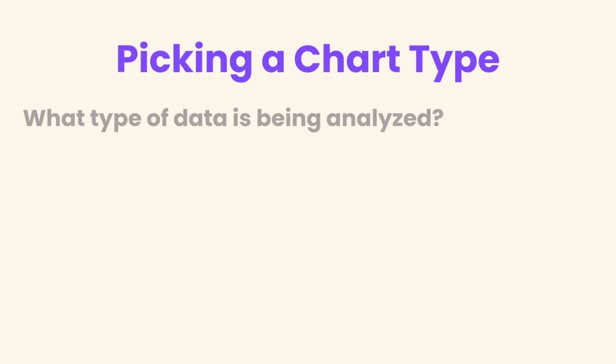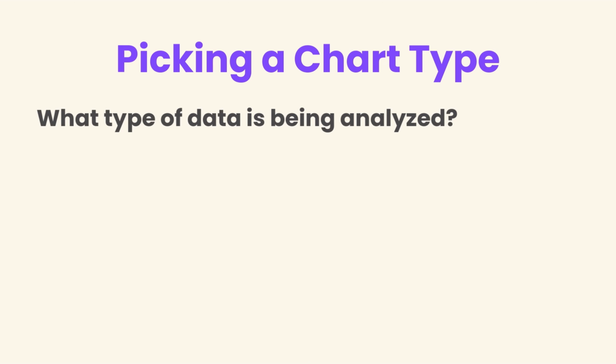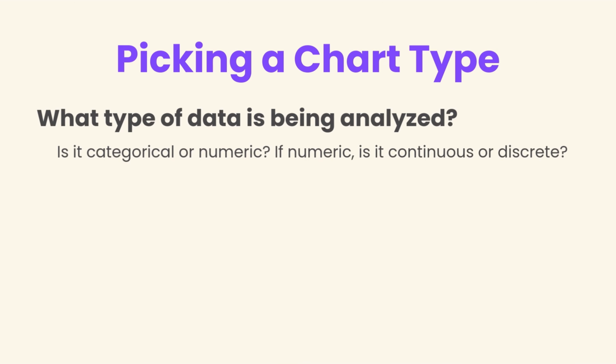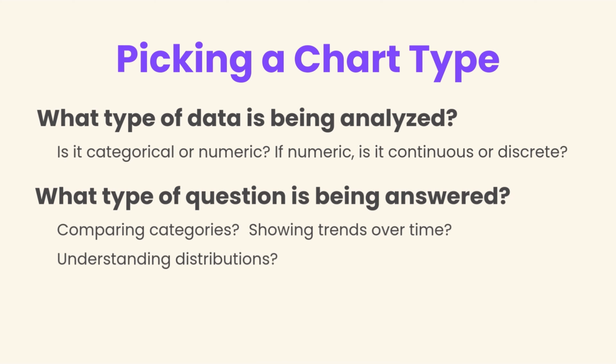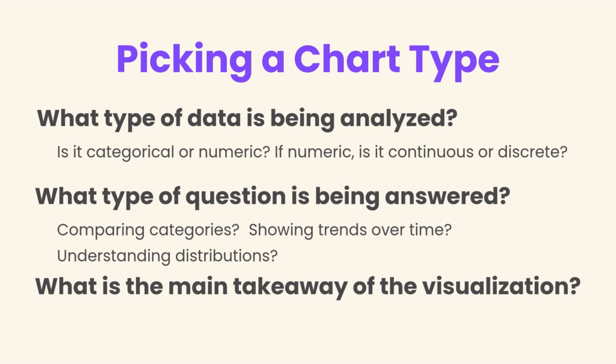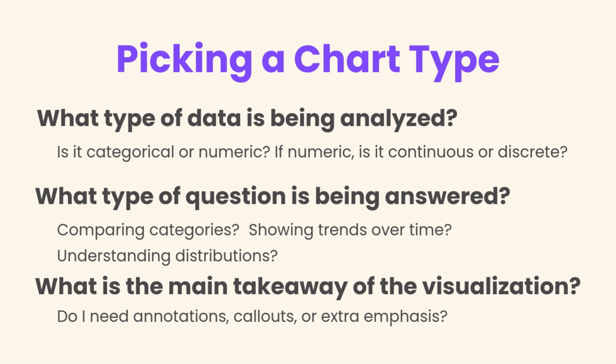So first, let's guide this process with 3 questions. For each visualization decision, we can ask ourselves, what type of data is being analyzed? Is it categorical or numeric? If it's numeric, is it continuous or discrete? What type of question is being answered? Are we comparing categories? Are we showing trends over time? Are we understanding distributions, etc.? Finally, what is the main takeaway of the visualization? Do we need annotations, callouts, or extra emphasis to make our point?